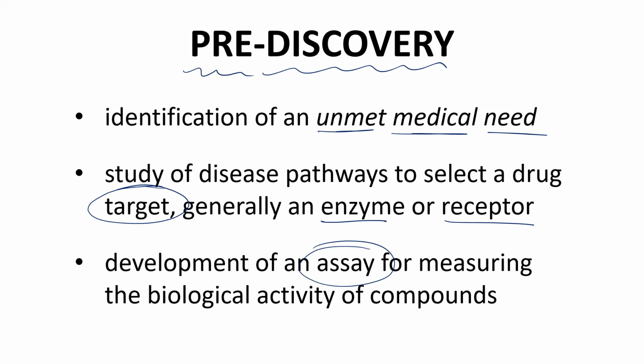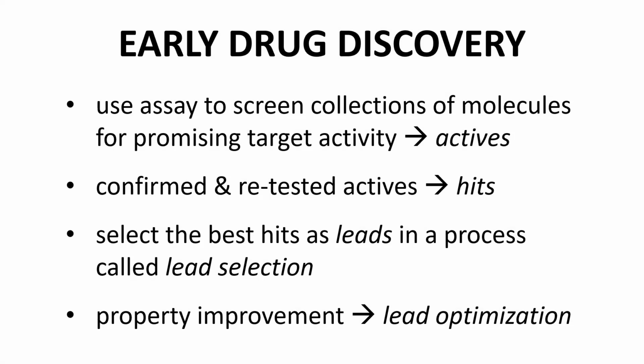We're now ready to talk about early drug discovery. Most drug discovery programs start with using an assay to test or screen many compounds, perhaps even hundreds of thousands or over 1 million compounds, to find compounds called actives with promising target activity. Compounds that have confirmed activity upon retesting are called hits. In a process called lead selection, the hits are further tested to identify the most promising compounds, or leads.